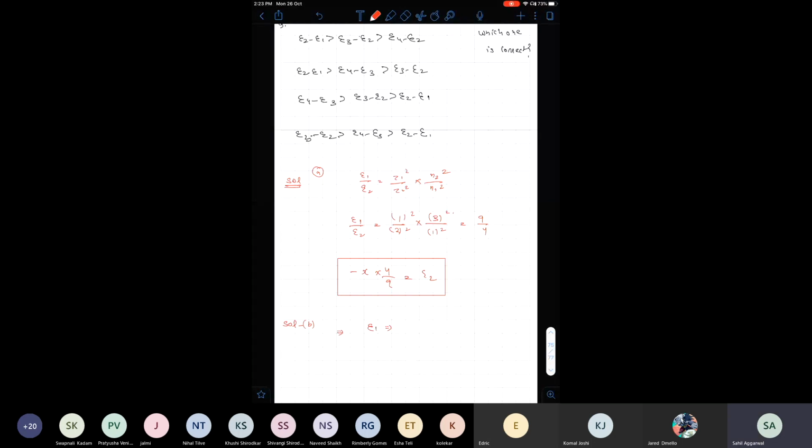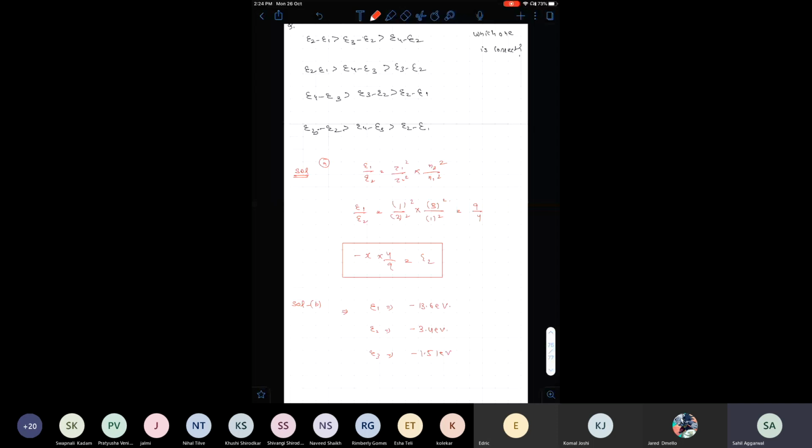E1 is how much? E1 is minus 13.6 electron volt. E2 is how much? Minus 3.4 electron volt. E3 is how much? Minus 1.51 electron volt. E4 is how much? Minus 0.85 electron volt.